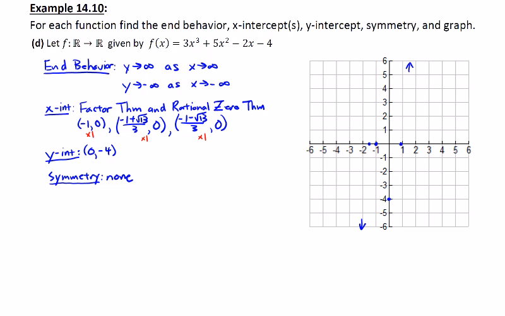Starting down here at the end behavior, I'm going to go up through my first x-intercept, make a smooth turn, come back down through my y-intercept, and then that's going to take me back up through the x-intercept at 1, and eventually connecting to my end behavior going up to the right. And this is the graph of f.